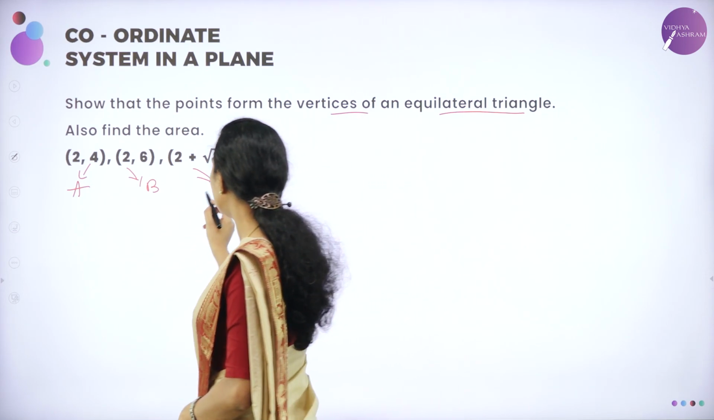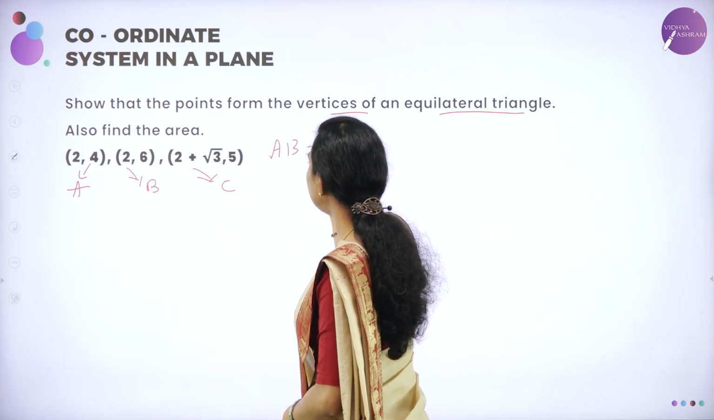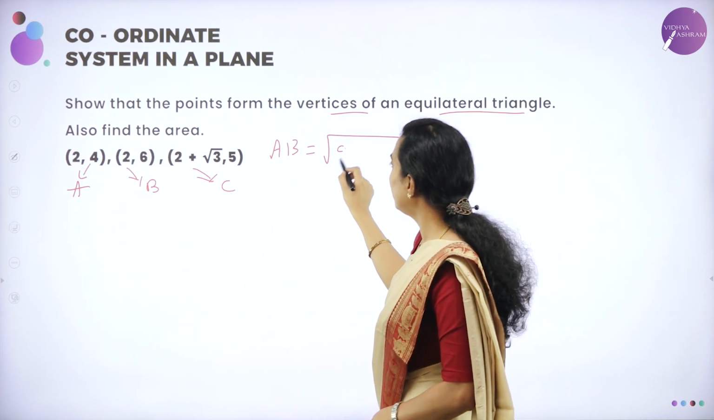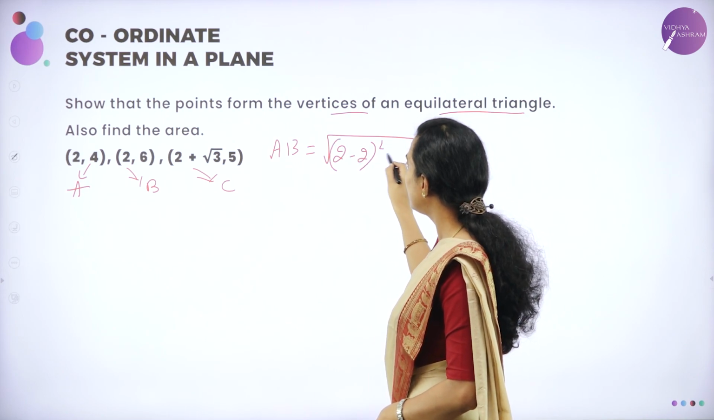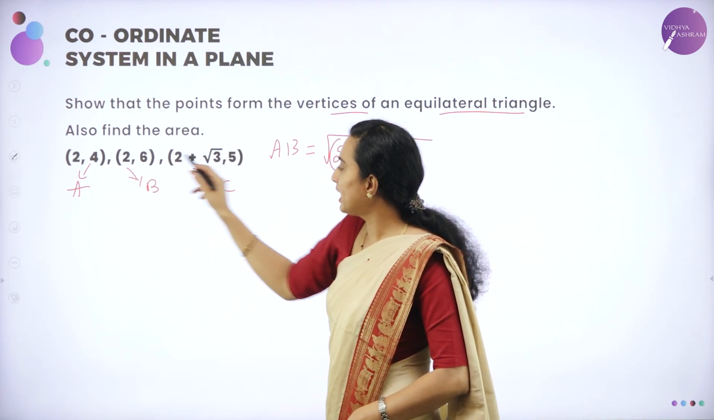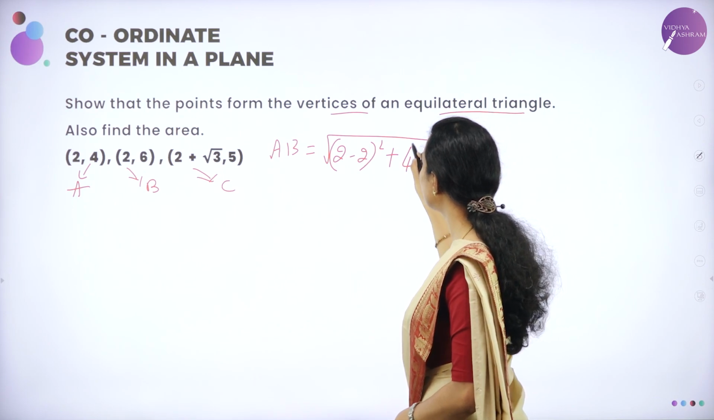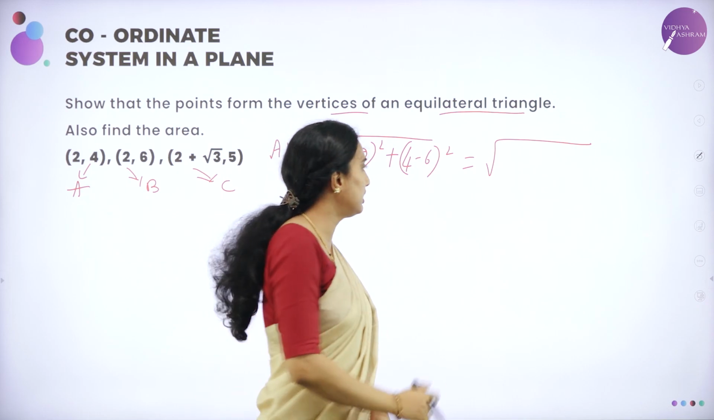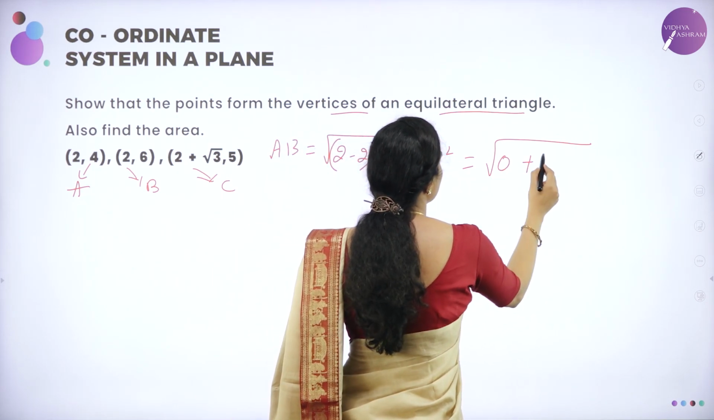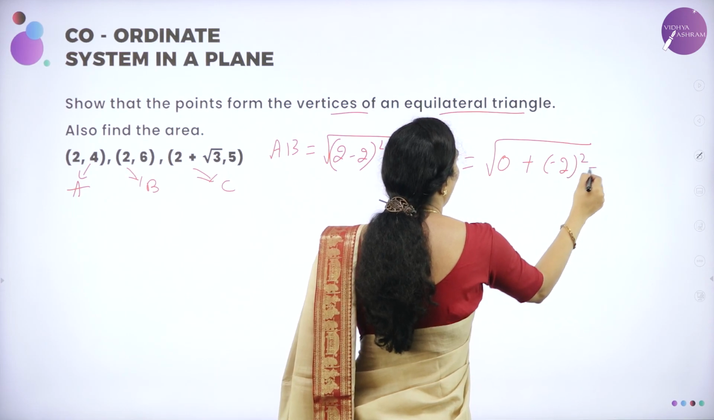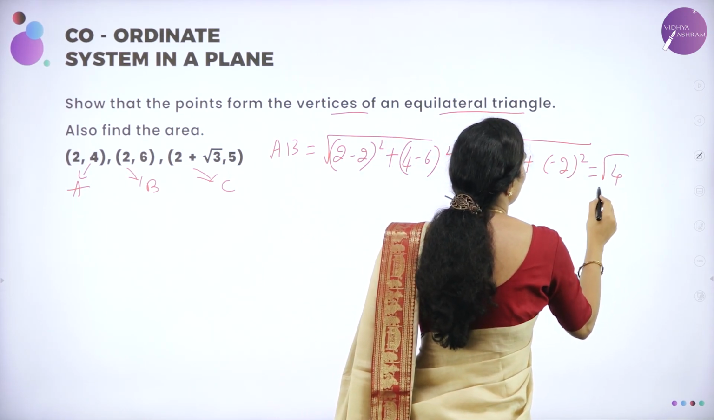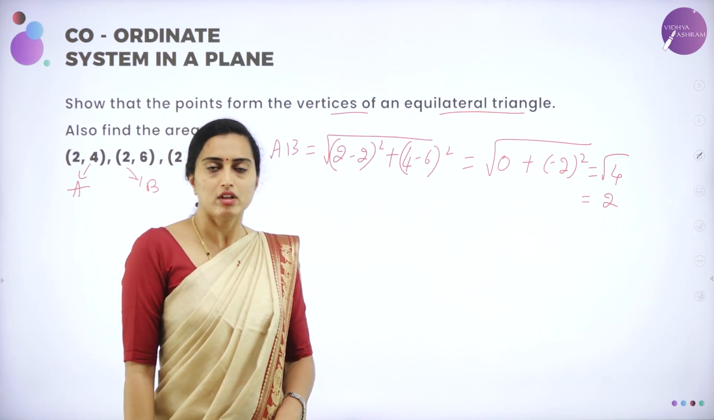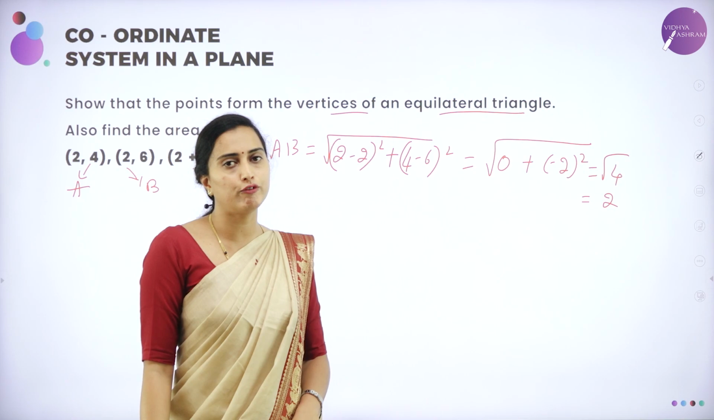What is the AB distance? AB will be equal to square root of (2 minus 2) whole square plus (4 minus 6) whole square. What is 2 minus 2 whole square? 0. 0 plus 4 minus 6 is minus 2 whole square. The answer you are going to get is square root of 4, which is equal to 2. Correct? Because minus 2 whole square is 4, 0 plus 4 is 4 only, and square root of 4 is 2.